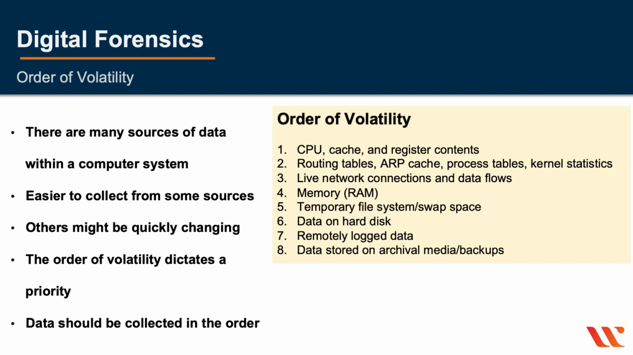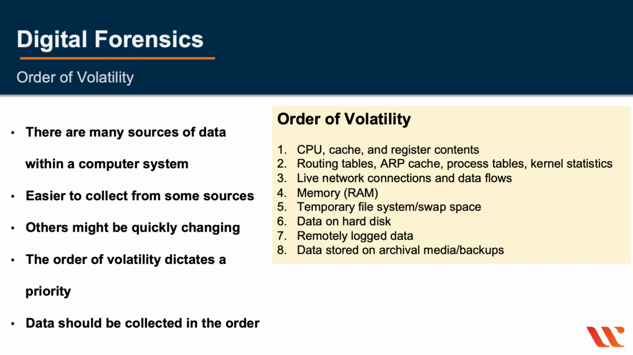Initially you want to make sure that the registers, the caches, and the CPU contents are recovered. This data is stored within those CPU registers, and it can be gone within seconds or even nanoseconds and be overwritten by other system processes. Then you want to get data from the routing and the process tables. These are networking related, and a lot of the other operations might be able to overwrite them. Then you have kernel statistics, live network connections, and any of the data flows.